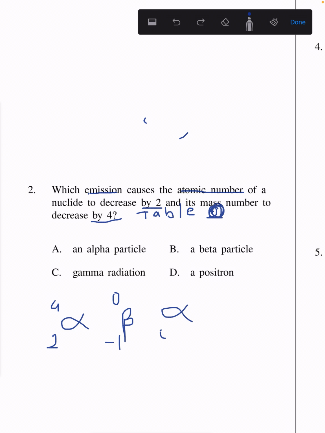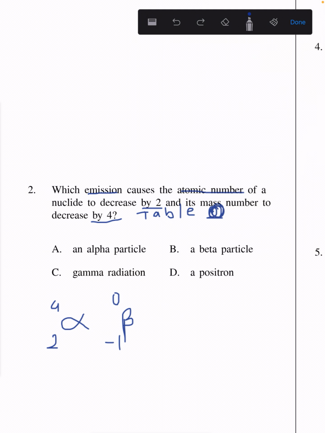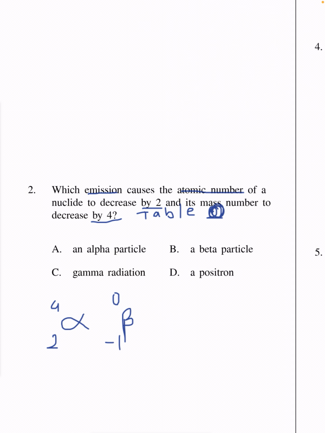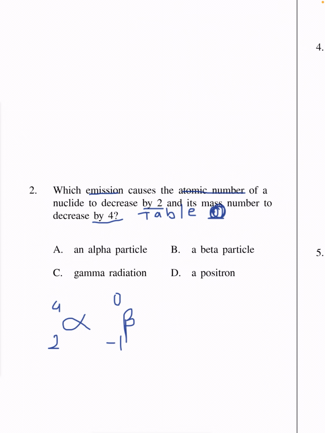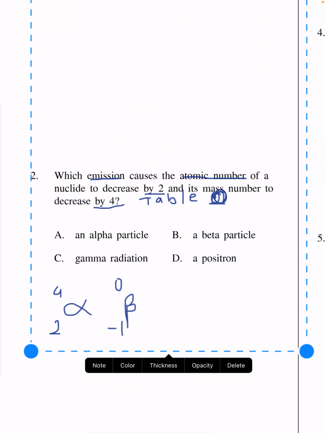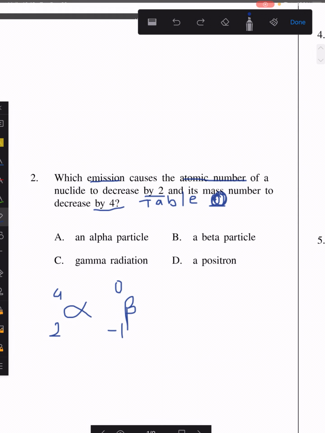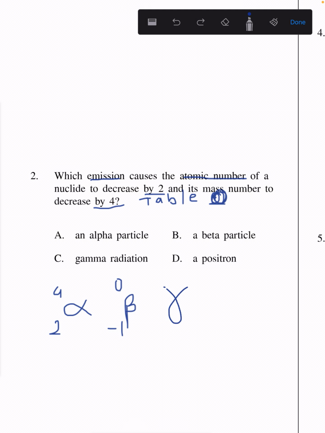I'm sorry, gamma is not written like that. Let's write it properly. Gamma emission, that is gamma. Oh, I couldn't write it. Okay, start over. Let's try this side. There we go. That is gamma emission.